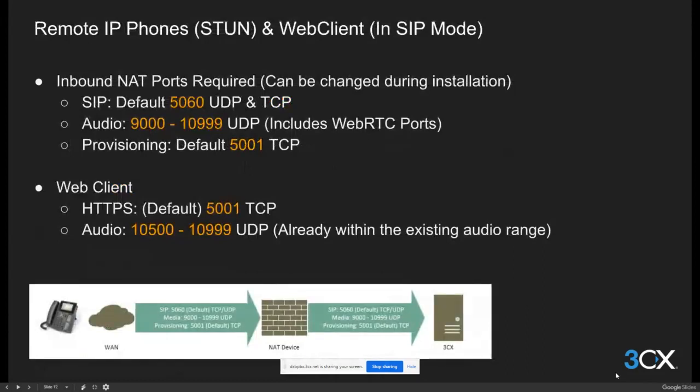And if we are using some remote IP phones or a web client, what ports can we use? We need to use the SIP default port 5060. We need to open the audio port range, that is 9000 to 10999, and we use the provisioning default port 5001 TCP. And for the web client, the same goes: 5001 for presence, and the audio port range, that is 10500 to 10999. So these are all the port ranges that we need to open, whether we use remote IP phones, remote 3CX app clients or the web client. For this we need to open all these ports.